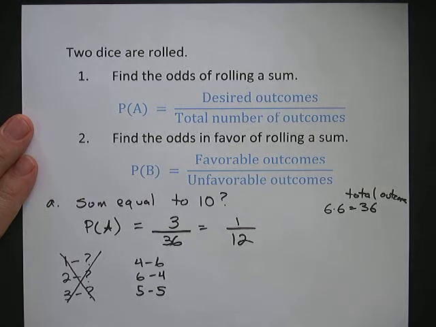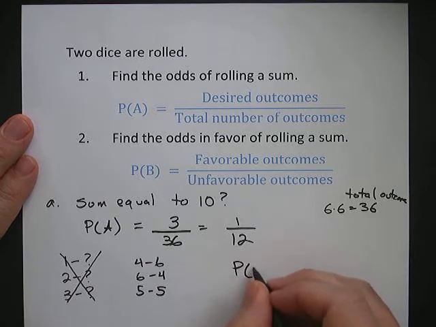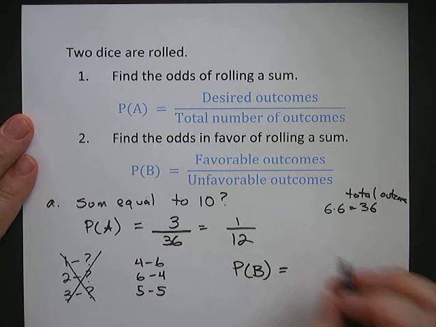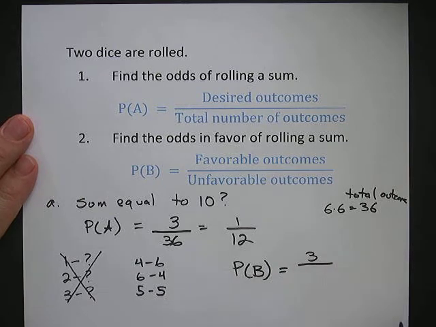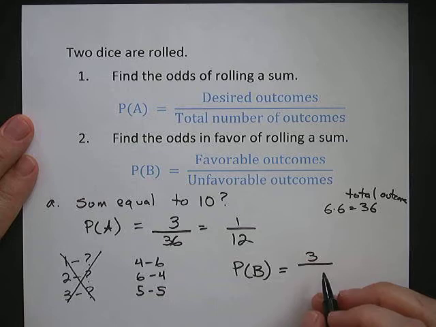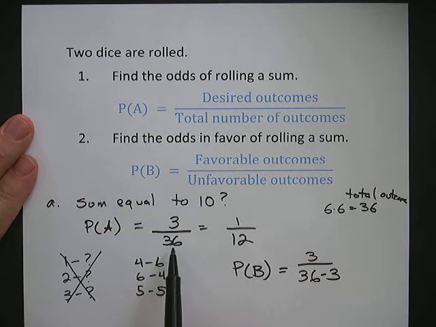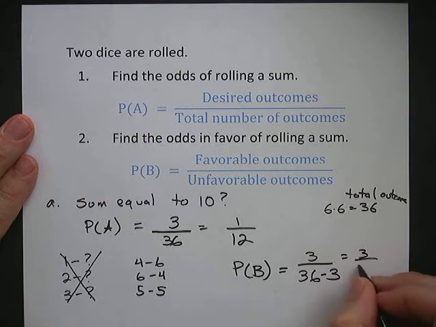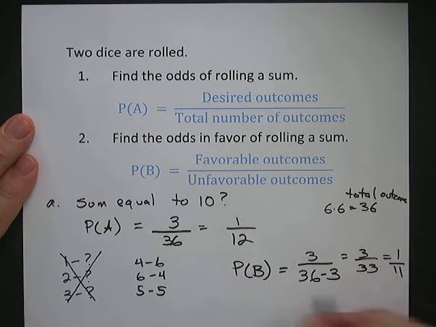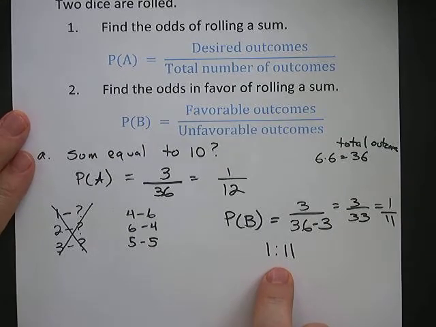Now odds in favor of rolling a sum is almost the same. Call that the probability of B, odds in favor. The numerator is going to stay the same. The denominator is found by subtracting the favorable outcomes from the total number of outcomes. Total number of outcomes is 36 minus your favorable ones, which is 3. So that gives 33. 3 over 33 gives you 1 over 11, or 1 to 11. So this says if you roll the dice 12 times, you can expect one of them to give you a sum equal to 10 and 11 that won't.